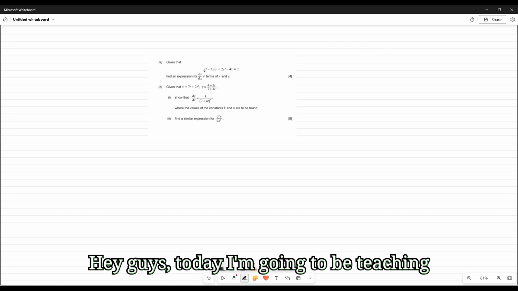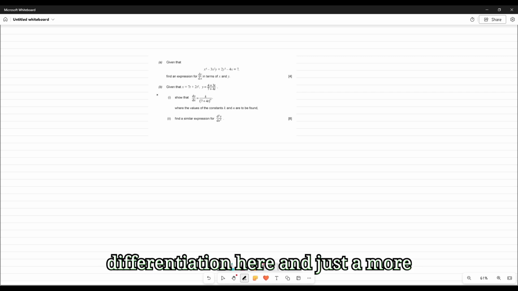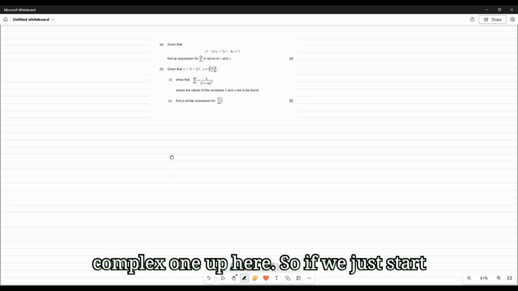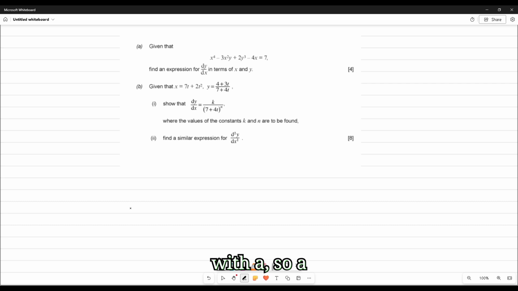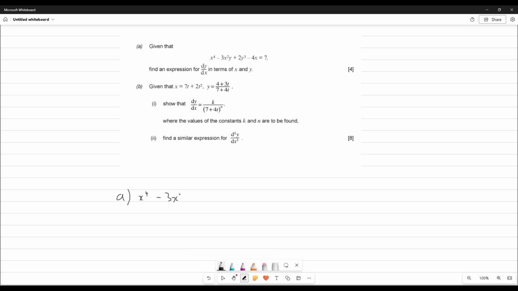Hey guys, today I'm going to be teaching further differentiation. So we've got an example here, we've got some implicit differentiation here, and just a more complex one up here. So if we just start with a, so a: x to the power 4 minus 3x squared y plus 2y cubed minus 4x equals 7.